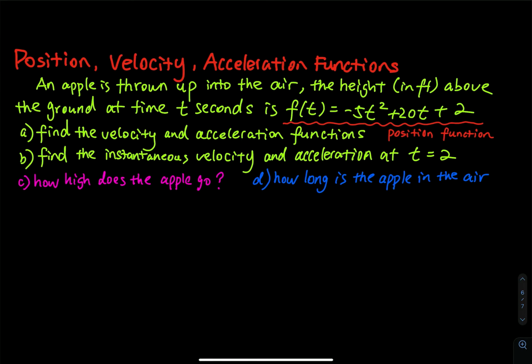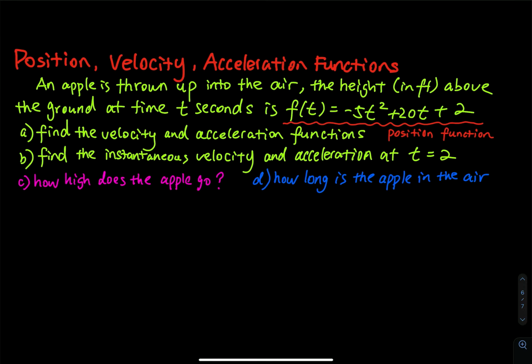Position, velocity, and acceleration functions. An apple is thrown up into the air. The height in feet above the ground at time t seconds is represented by f of t equals negative 5t squared plus 20t plus 2. This is a position function.